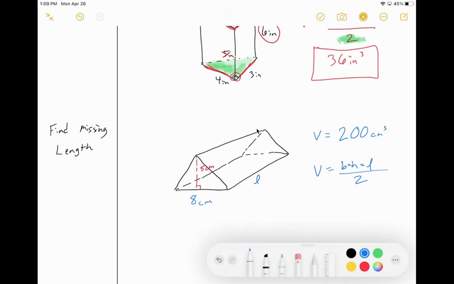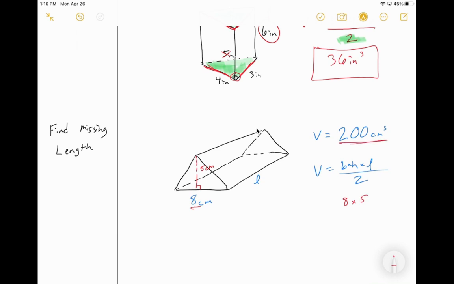So I know 8 centimeters is my base. I know that 5 centimeters is my height. I know that the volume is 200. What I don't know, and I know I'm going to divide by 2, is the length. I still don't know that part. So now I'm going to solve it, but I have to go backwards.